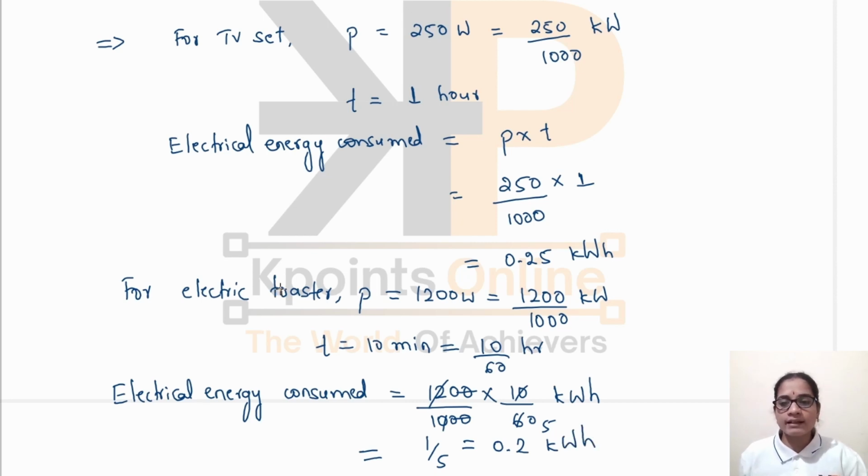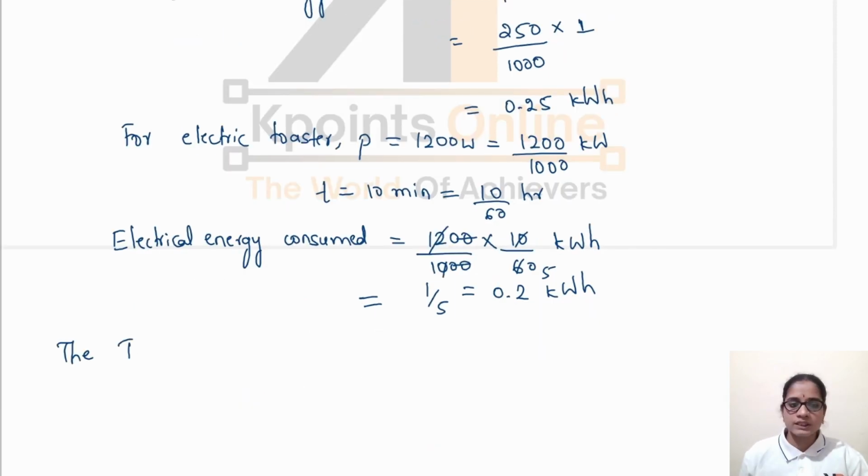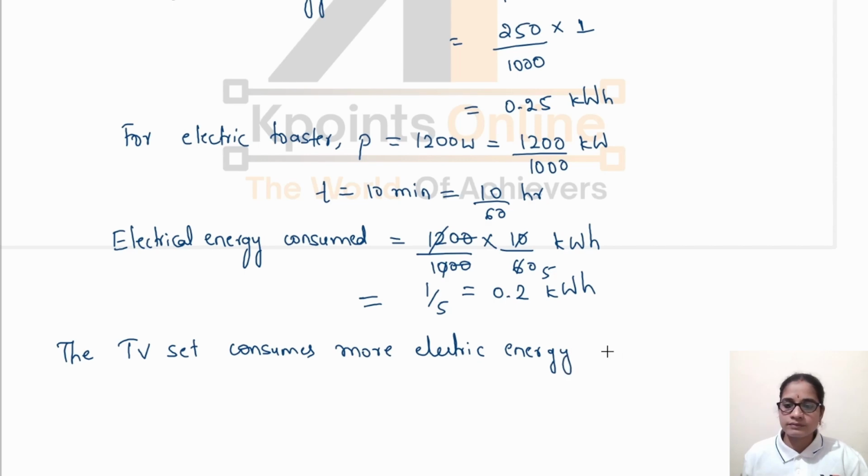So more electrical energy is consumed by the TV set when compared to the toaster. The TV set consumes more electric energy than the toaster. This is our answer.